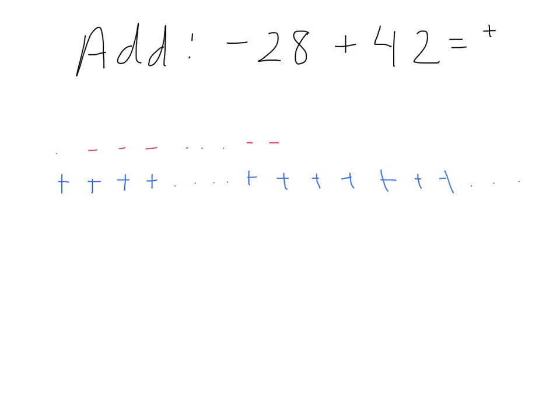I'll put the positive there. You don't have to write it, but I'll put the positive there just to make sure we understand. We're going to have a positive result. And how many more of these pluses are we going to have? Well, we're taking out 28 of the pluses here, right? So how many are we going to have left over? And the answer is just the difference of 42 and 28, which is 14.